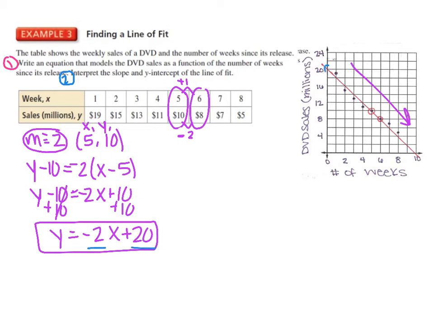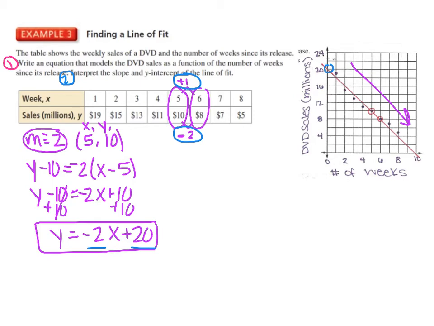Does that match what it looks like on the graph? Always go back and double check that. Okay, so it does. So now how do I answer that question? What does the negative 2 stand for? The negative 2 is the change in sales per week, because that's how much the sales changed. And then the plus 1 was each 1 week. So that means DVD sales go down 2 million each week.